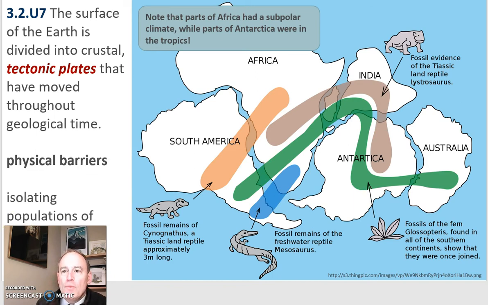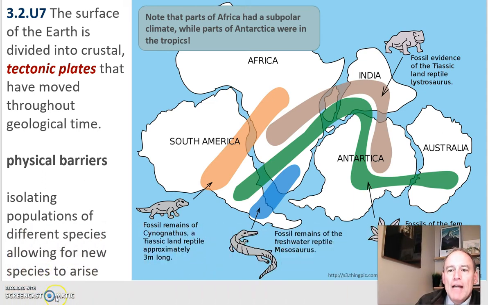Now to dig in a little further, we can see there are physical barriers that arise, and that will isolate populations of different species, allowing for new species to arise. Or in the case of Australia, species that have arisen and no longer have a competitive advantage will not be selected out, like the marsupials. We just have the possums left in North America. But in Australia, you have lots of marsupials, and the isolation of Australia allowed them to keep that population, whereas in North America, we lose them.